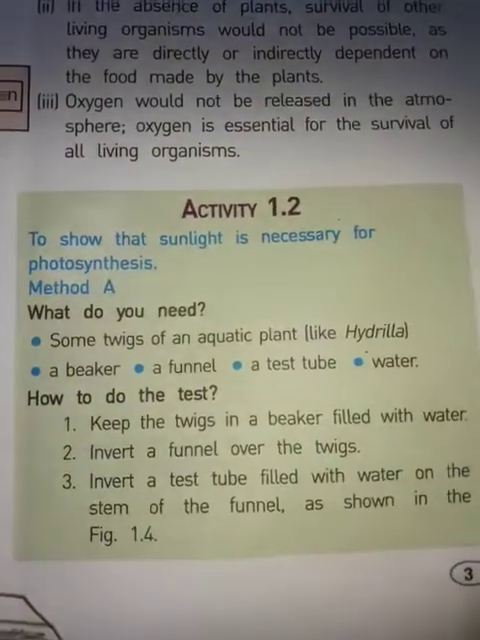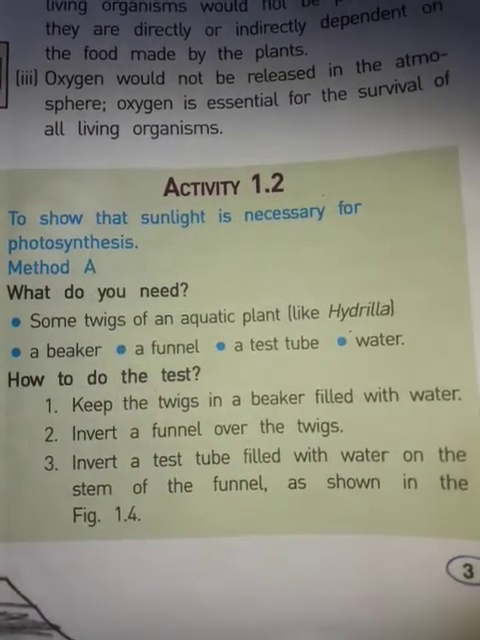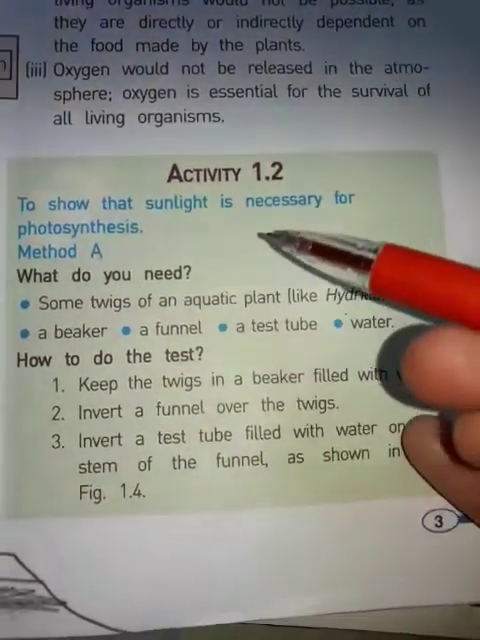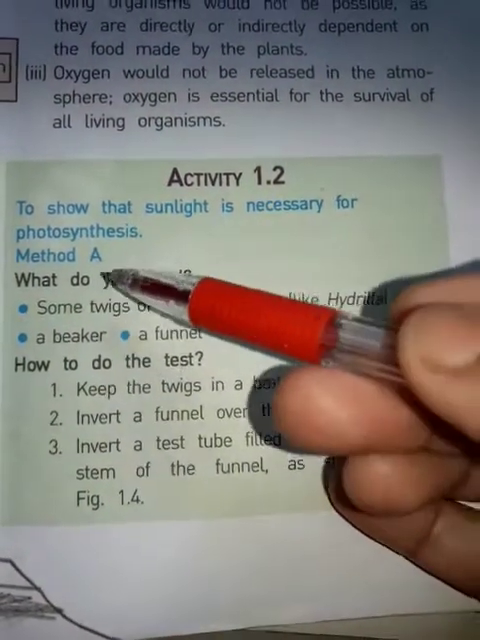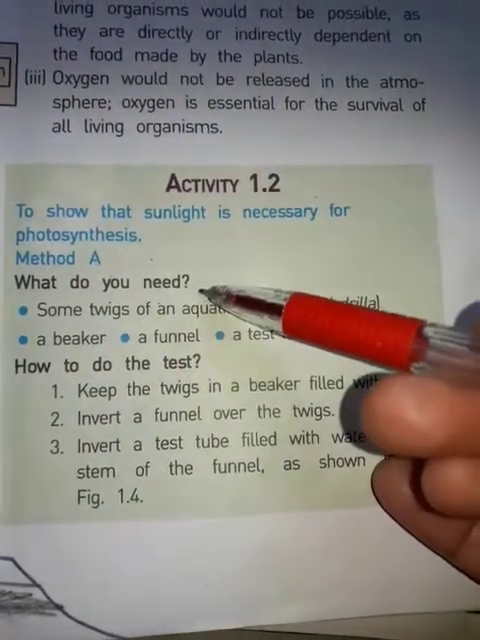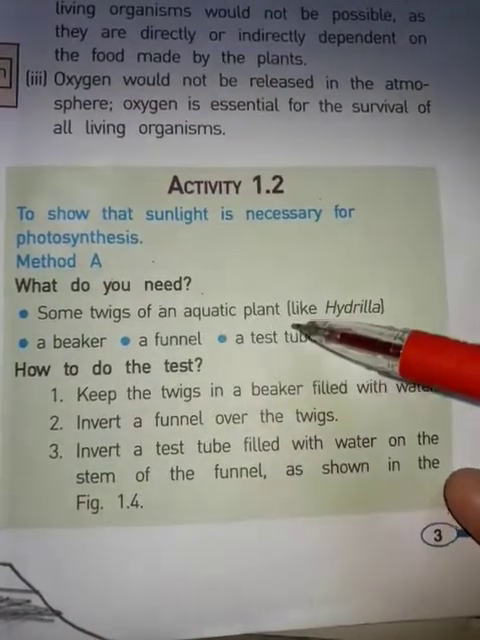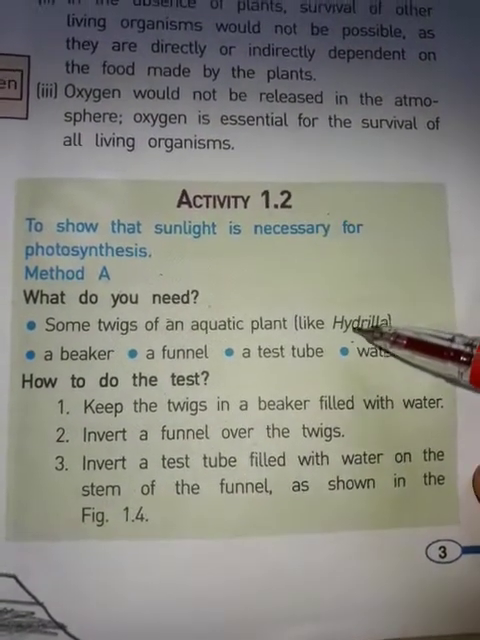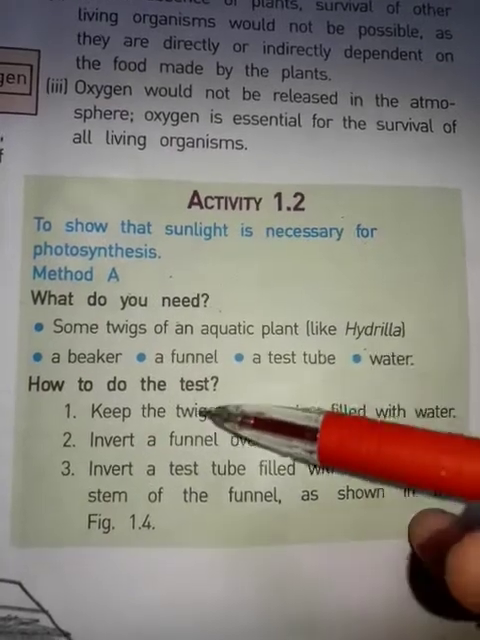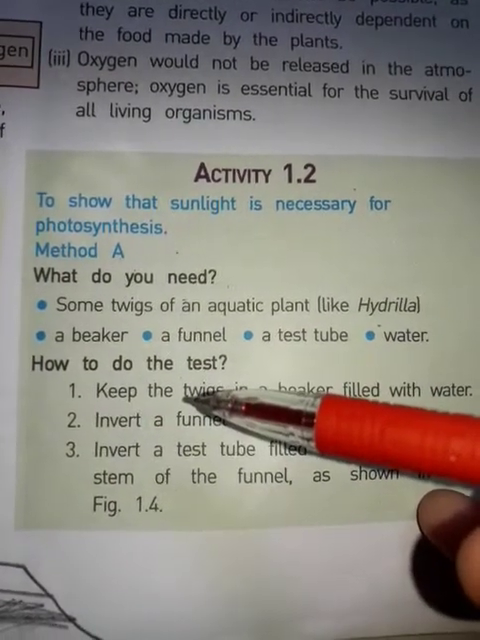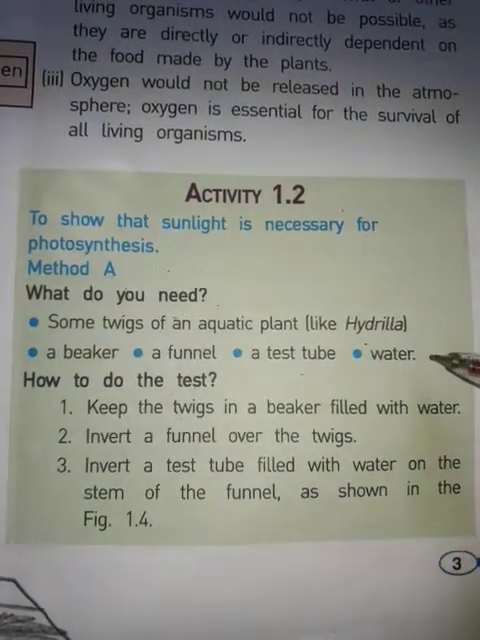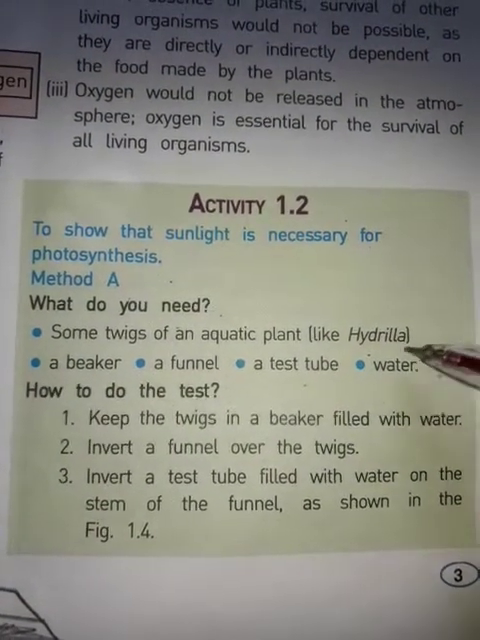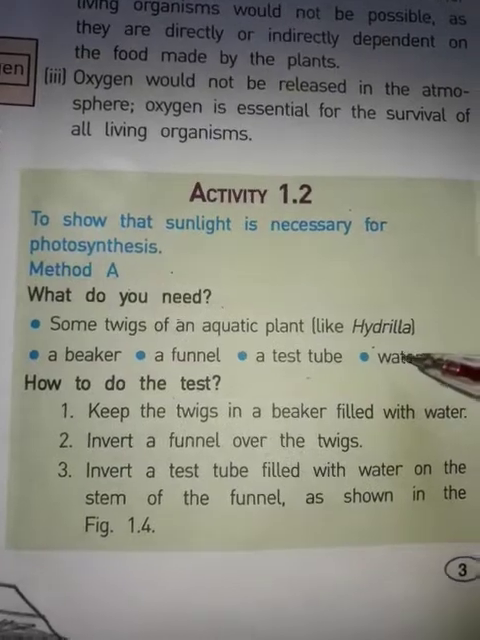The second activity is to show that sunlight is necessary for photosynthesis. Method A. What do you need? Some twigs of an aquatic plant like hydrilla, a beaker, a funnel, a test tube and water. These are the materials required for the test.